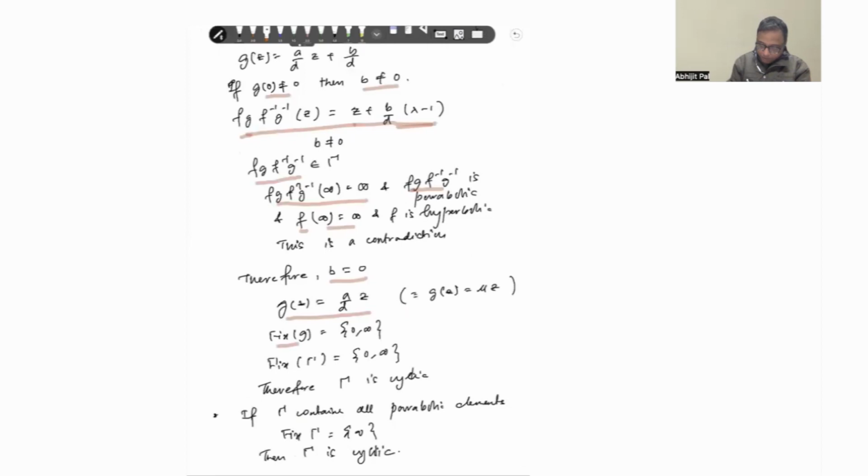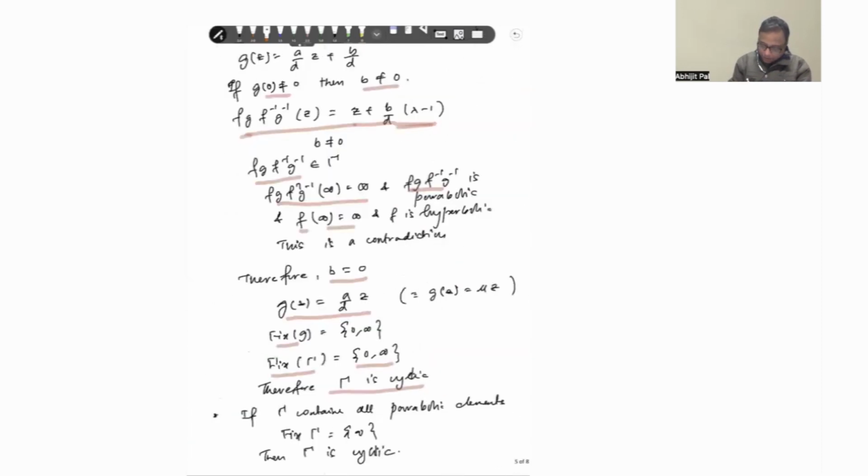Therefore all the hyperbolic isometries of this gamma fix 0 and infinity. So the fixed points of this gamma are 0 and infinity. All the elements fix 0 and infinity, so they will commute with each other. And by our previous result, this gamma will be a cyclic group. So what we have proved is that if all the elements of gamma are hyperbolic, then gamma is a cyclic group.